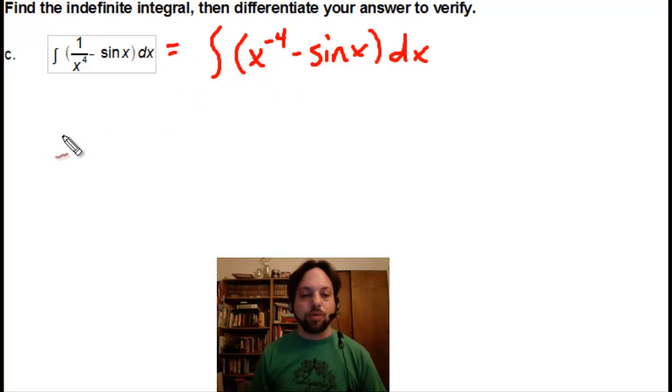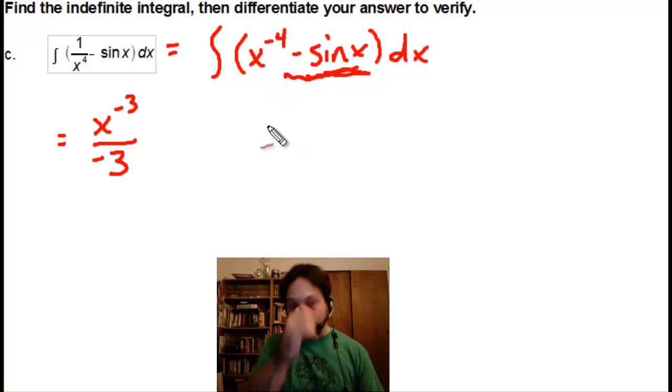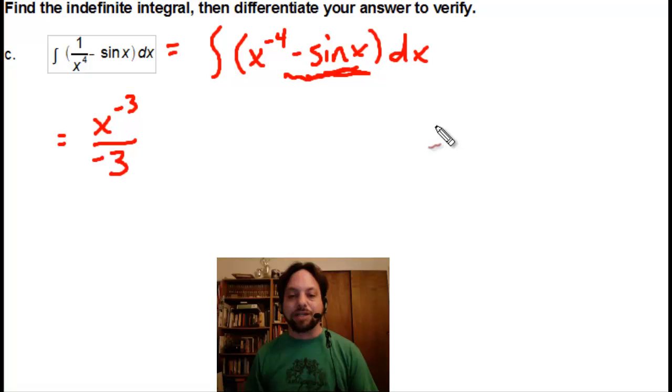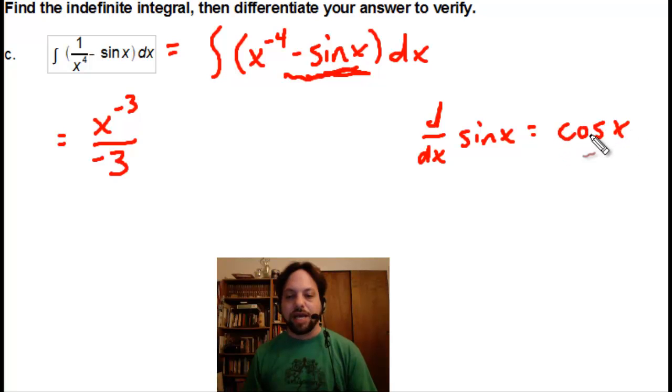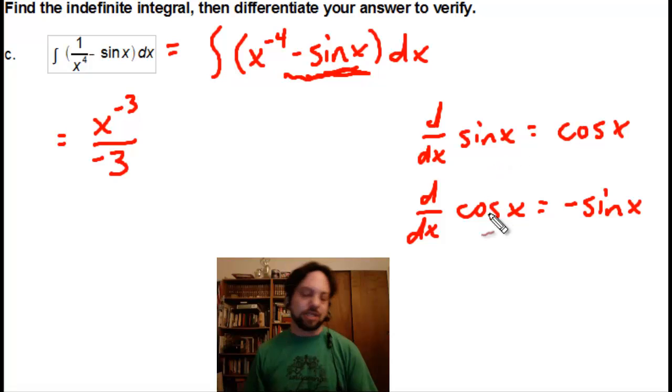Now, when I use my general power rule for the first term, I'm just going to get x to the negative third over negative 3. No big deal. But what's going to happen to this minus sine of x right here? Well, it's really no big deal. Let me remind you that the derivative of sine of x is just cosine of x. And the derivative of cosine of x is nothing more than just negative sine of x. These are both things that you remember from previous chapters.